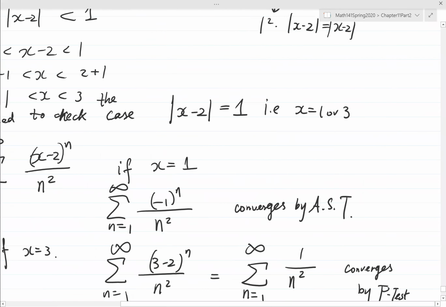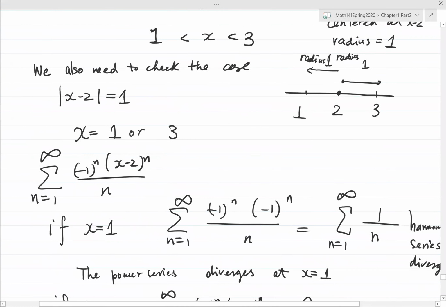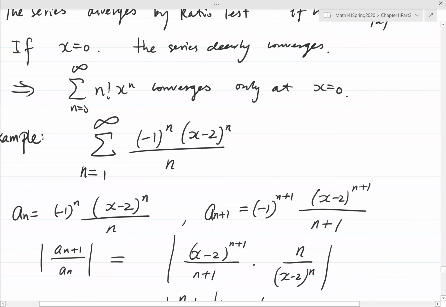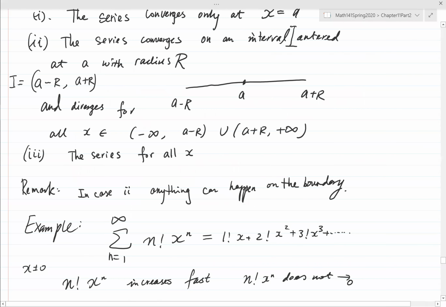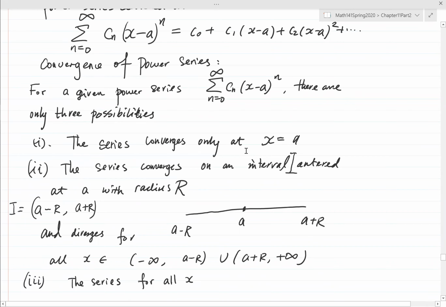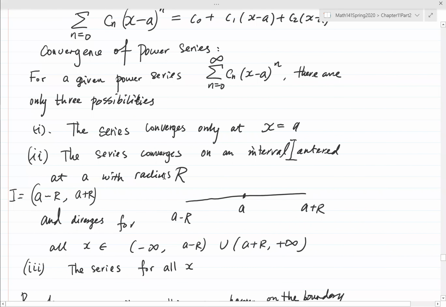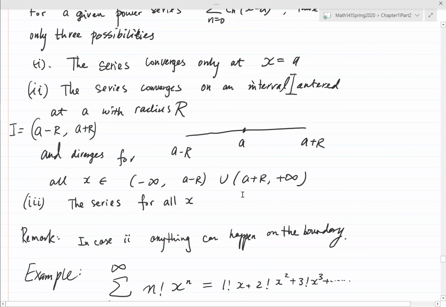Start again. So for power series, we talked about this convergence last time. Its convergence actually consists of three cases. First case is when it converges only at one point, x equals a. In this case, we get a bunch of zeros. And then the second case, it converges only on an interval I with some radius r, centered at a.